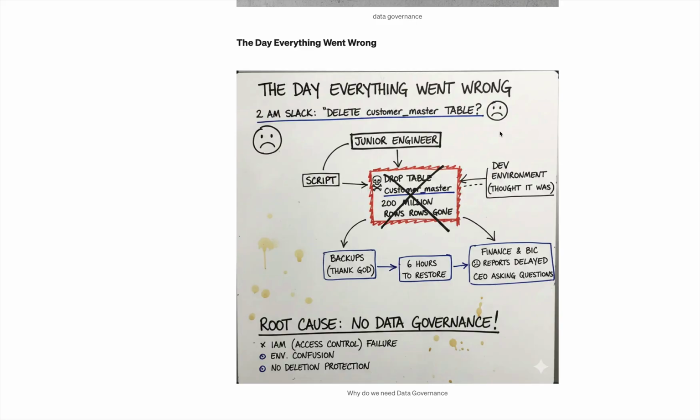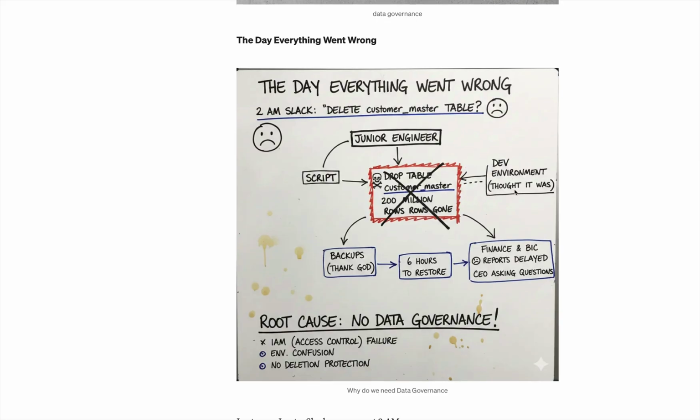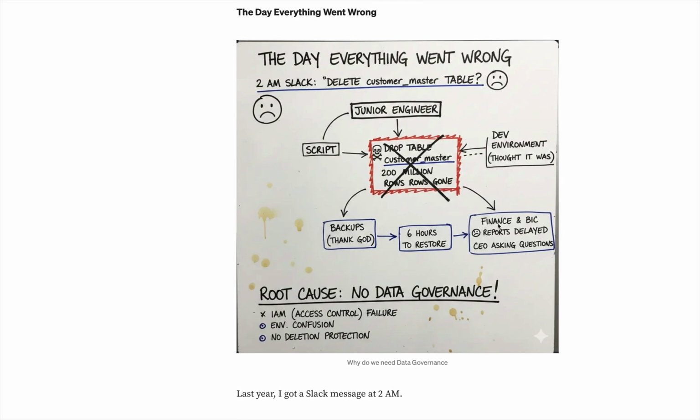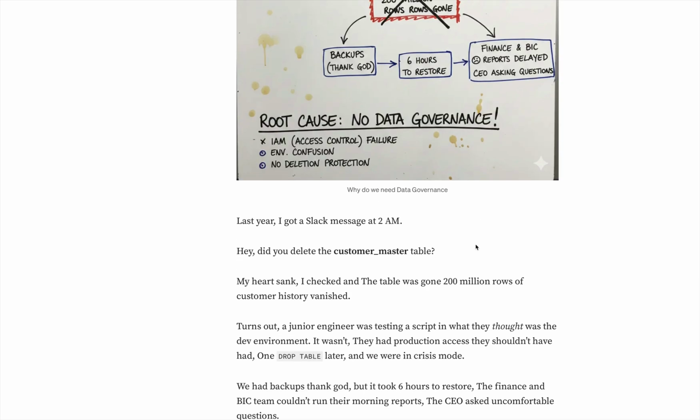One day our junior engineer deleted customer data and dropped the tables, around 200 million customer records. He thought it was a development environment, but it was in production. We had backups and received the restore 6 hours later, and we also got escalations from downstream teams like business intelligence and finance, and reporting was delayed, right?